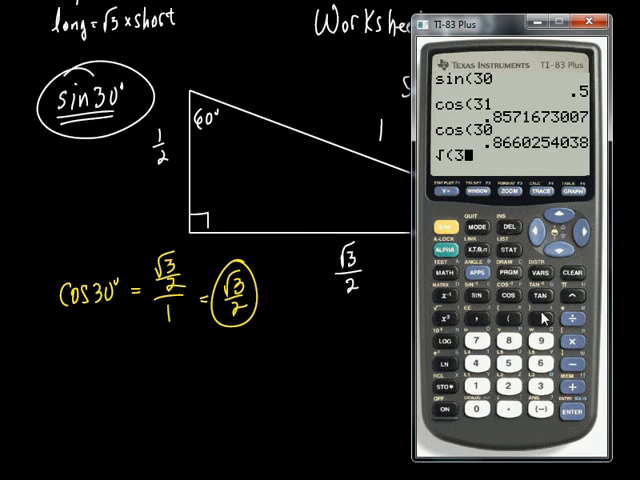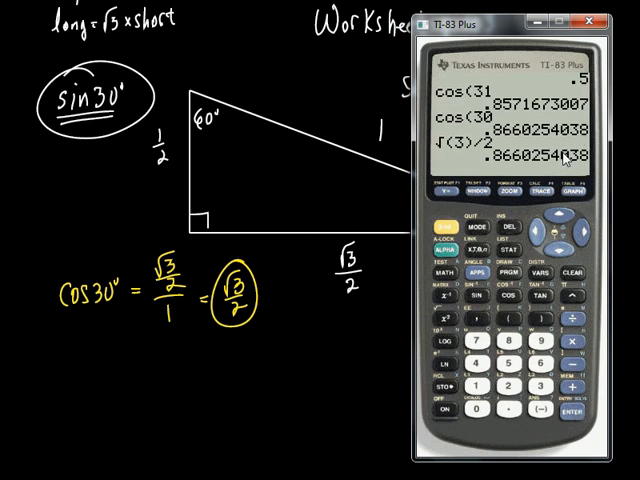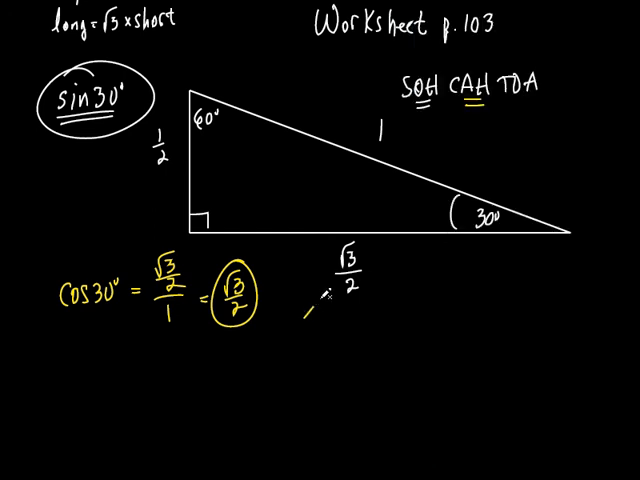Let's watch. The square root of 3 divided by 2 equals, look at that, it's the same exact number, isn't it? So would you agree the square root of 3 over 2 is the same thing as the cosine of 30? It is. Okay? It's the same exact thing. And that's how we do it.